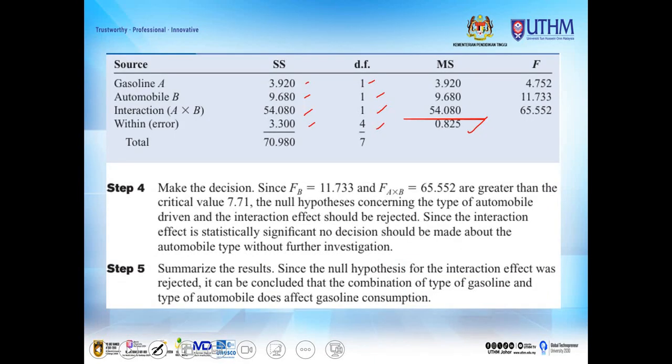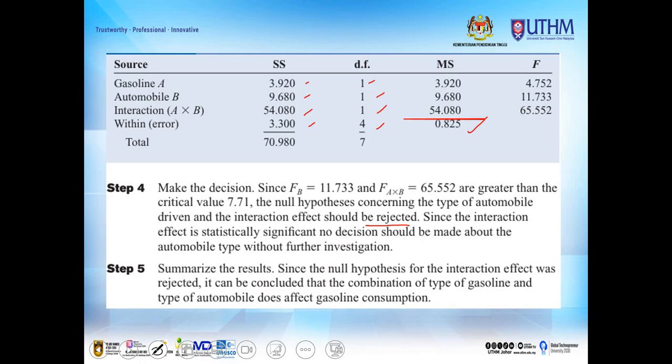Make the decision. Since FB is equal to 11.733 and FA times B is equal to 65.52, which are greater than the critical value of 7.71, the null hypothesis concerning the type of automobile driven and the interaction effect should be rejected. Since the interaction effect is statistically significant, no decision should be made about the automobile type without further investigation.